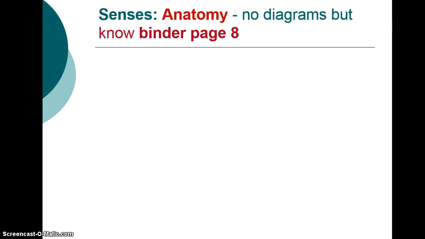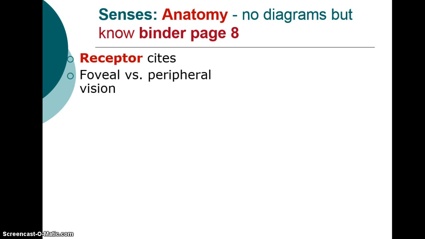You do need to know the anatomy of the senses as far as how they work. No, there won't be diagrams on this test, but make sure that you can at least think them out, or even draw them in the corner of the test if you need to. Binder page 8 is where they are. Receptor sites for each sense. Got to know that. You might see a question about foveal versus peripheral vision, or foveal sight.